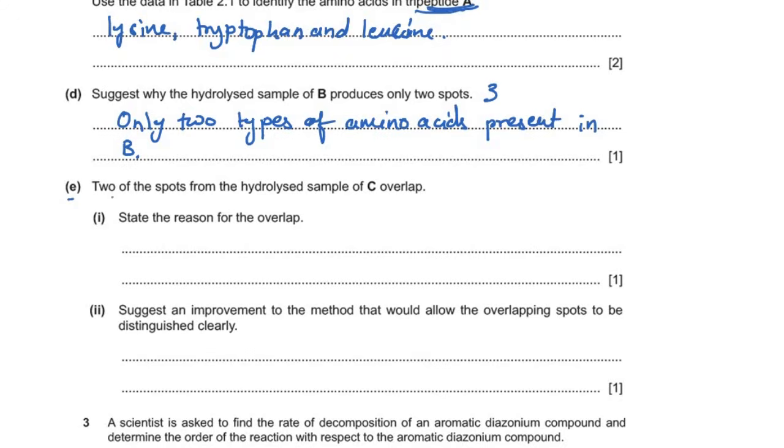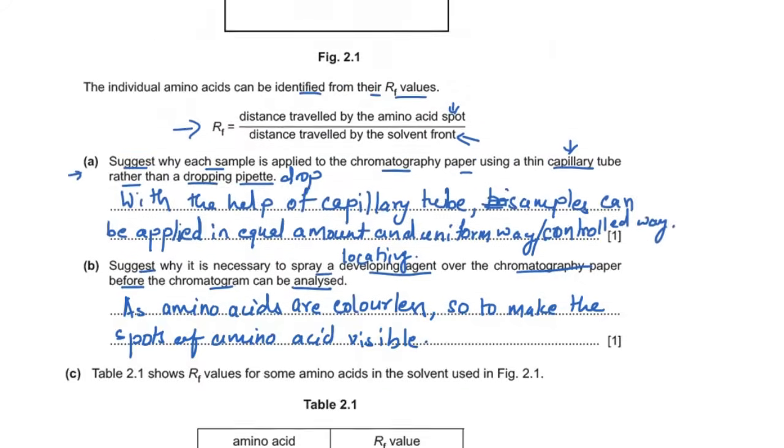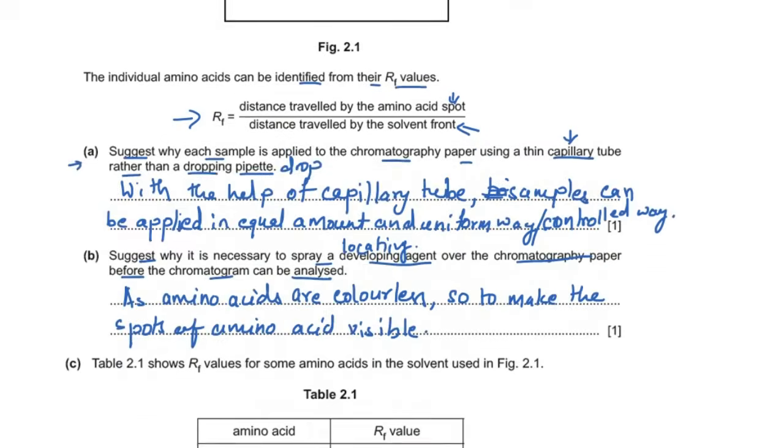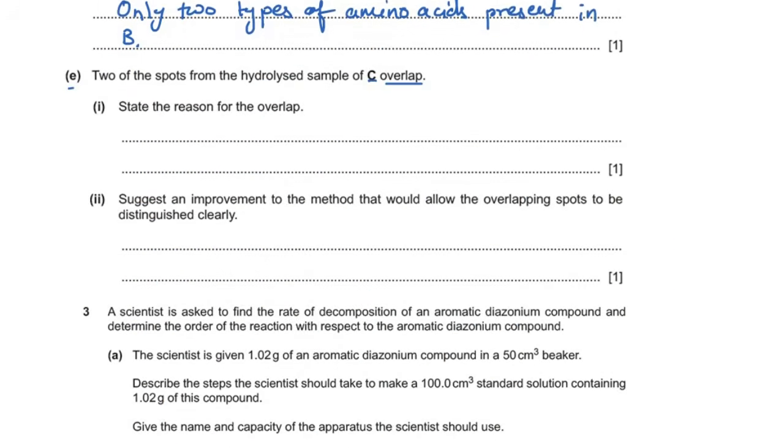Okay, the next sub question says 2 of the spots from the hydrolyzed sample of C overlap. State the reason for the overlap. So to understand that, let's have a look at the diagram again, where 2 of the spots are overlapping and there is one spot which is a little above the 2 overlapping spots. So in that case, what I would say is that the RF values of 2 of the amino acids are similar.